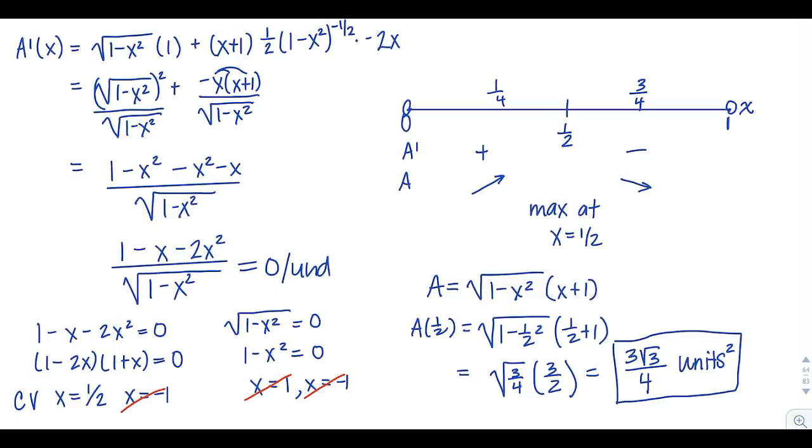So the square root of 1 minus 1/2 squared, and then 1/2 plus 1, which is the square root of 3/4 here, times 3/2. So we end up getting 3 radical 3 over 4. And we weren't given any specific units here, but since this is an area, we'll go ahead and write units squared.